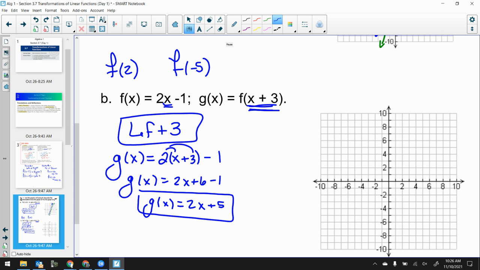Okay, let's graph old and new. Old is 2x minus 1, so y-intercept of -1 and a slope of 2.